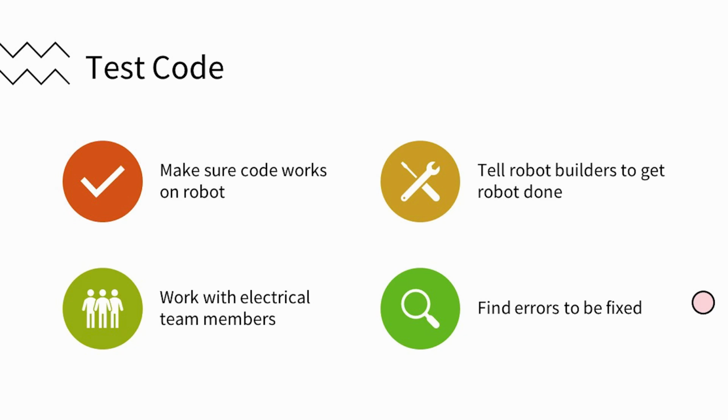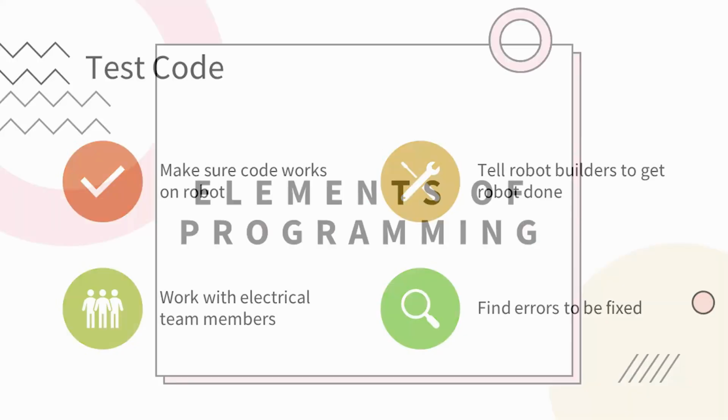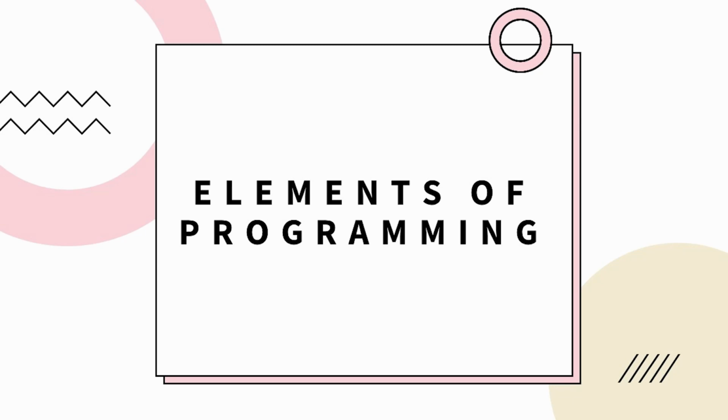This step allows them to find any errors that they need to fix and fix them so that the robot performs correctly before competition. Now, we are moving on to the final section, which is the elements of programming.